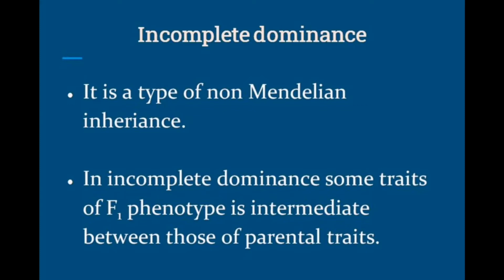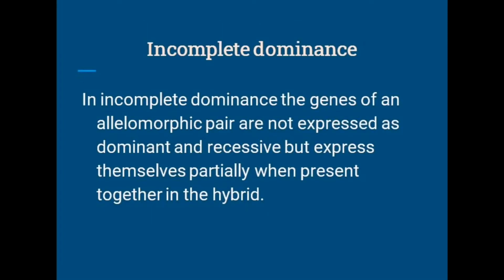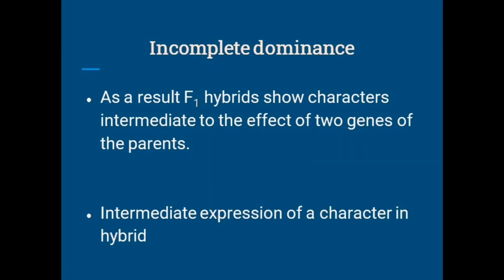In incomplete dominance, some traits of the F1 phenotype are intermediate between those of the parental traits. The genes of an allelomorphic pair are not expressed as dominant and recessive, but they express themselves partially when present together in the hybrid. Let us see some examples. For example, the flower color in 4 o'clock plant Mirabilis jalapa. Another example is the flower color in snapdragon or dog flower Antirrhinum majus.